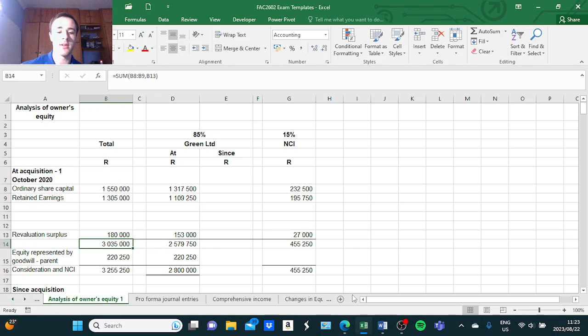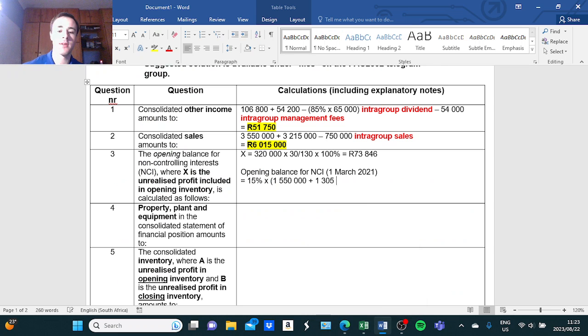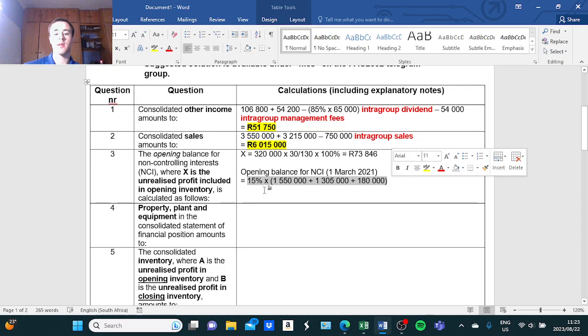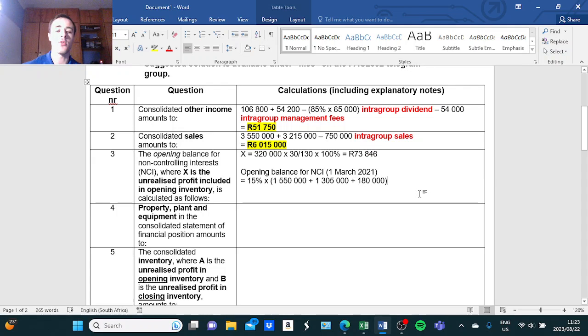Then we have retained earnings of 1,305, and we have revaluation surplus of 180,000. This particular calculation is the at acquisition balance. But we need to take since acquisition to the beginning of the current year into consideration as well. So we will take at acquisition balance plus since acquisition to the beginning of the current year for NCI.